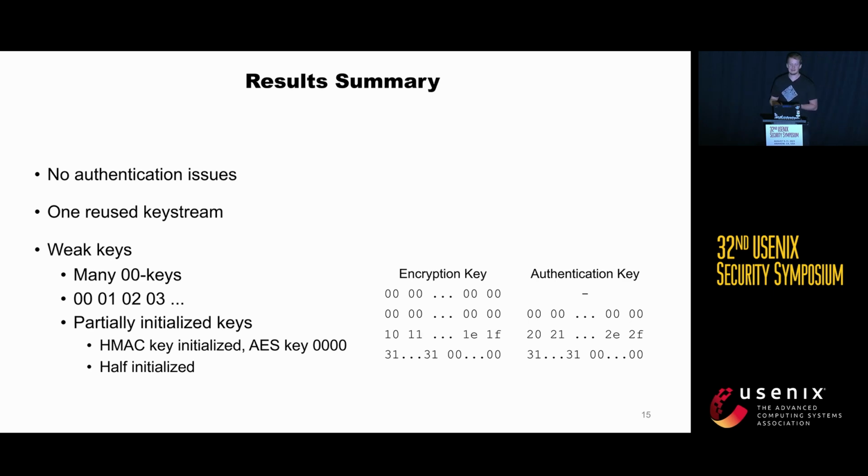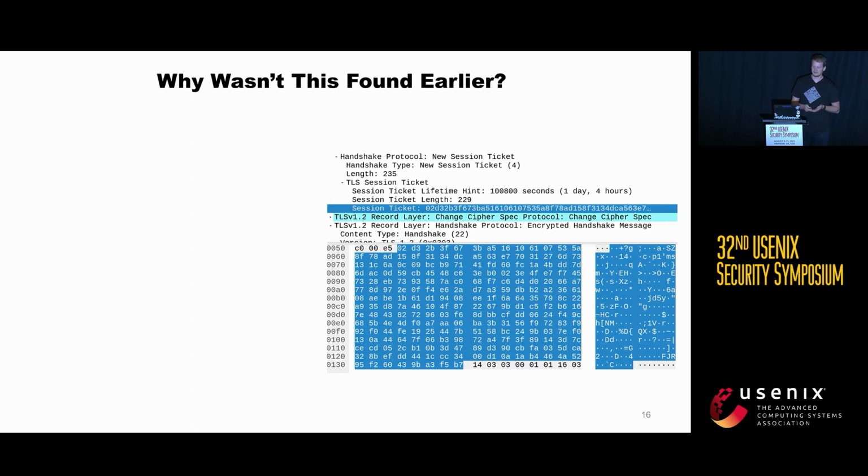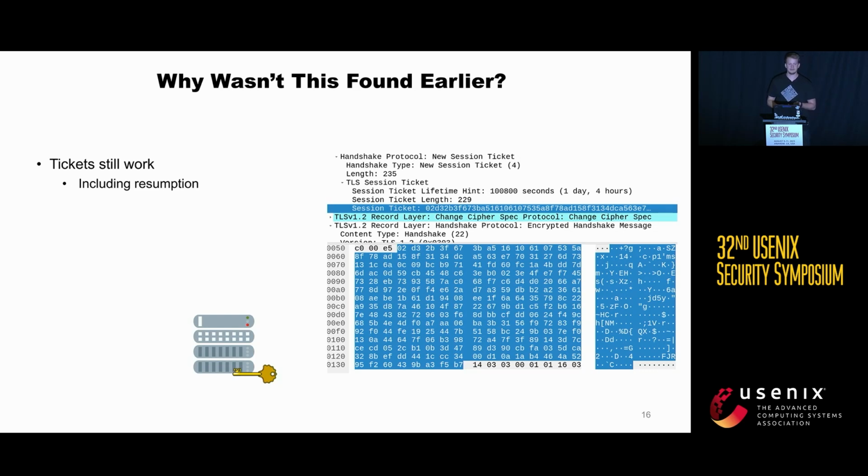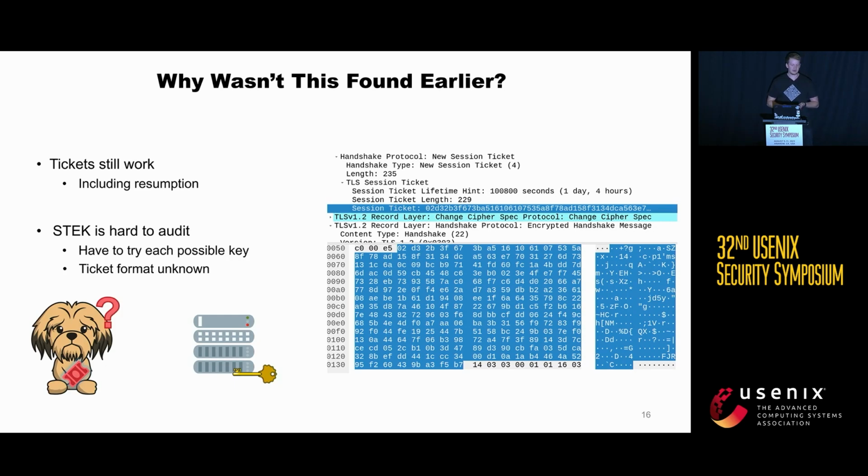Now the question arises, why wasn't this found earlier? And this is due to 2 issues. First of all, tickets still work. Even if they use a 0 stack, they work. The server can issue them, encrypt them using a weak stack, and upon resumption, they still are decrypted and the master secret can be recovered. So no one bats an eye because it works. Secondly, it's hard to audit. Before we did it, seemingly no one audited it, so what we had to do was to try each possible key and also try several formats for each ticket and check whether we get the master secret out of it. So it is hard to audit the keys, the stacks, and hence also no one notices it.